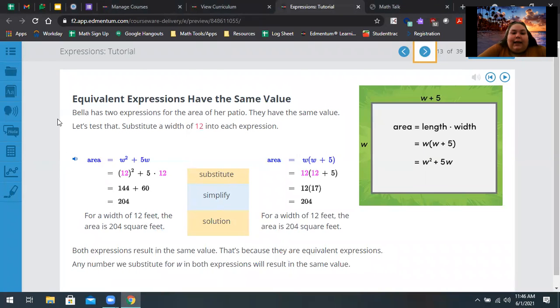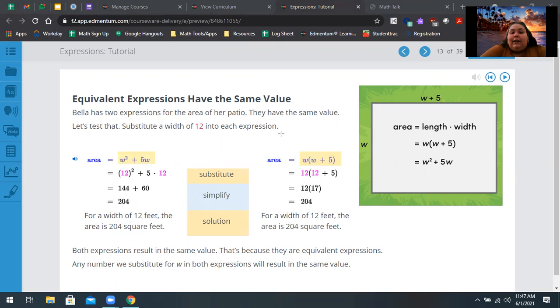Slide 13. Bella has two expressions for the area of her patio. They have the same value. Let's test that. Substitute the width of 12 into each expression. If you think about it, we should still get the same results because this was our setup: W parentheses W plus 5. We can agree that it's similar to this one. The difference is that for the one on the right-hand side, W plus 5, we distributed that W outside of the parentheses inside to get the one on the left, which is W squared plus 5W.